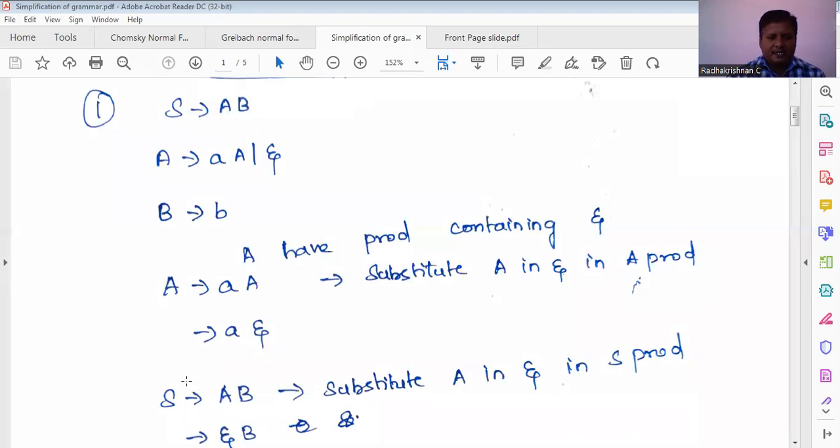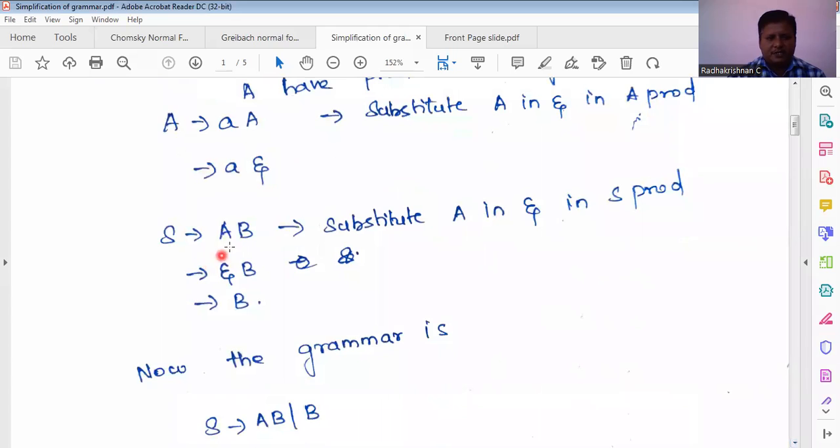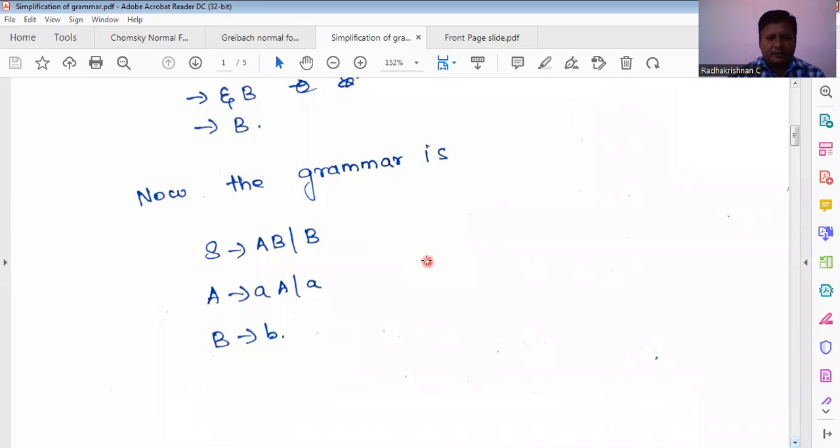For S gives AB, we substitute A equal to epsilon, meaning epsilon B, which is capital B, so now epsilon will be removed. After the simplification of the epsilon production rule, the grammar has A gives small a, A gives small a capital A, and B gives small b. A gives epsilon is present in the given grammar, so we need to eliminate it.